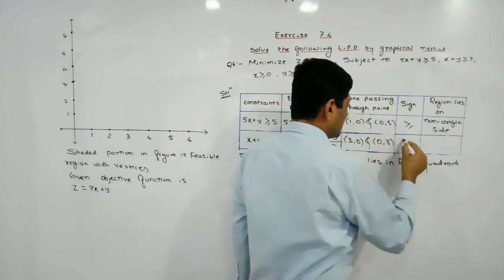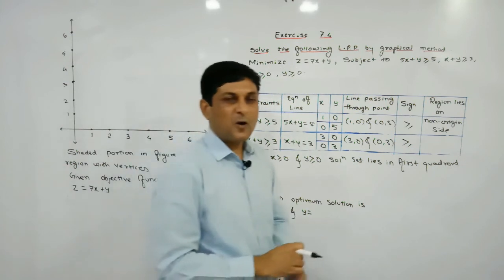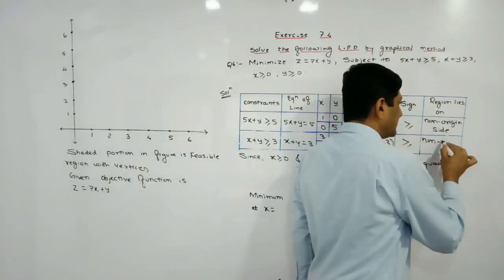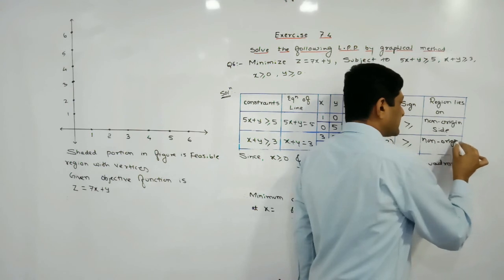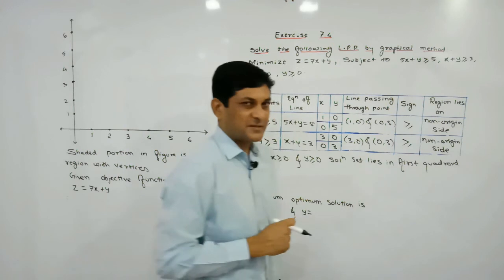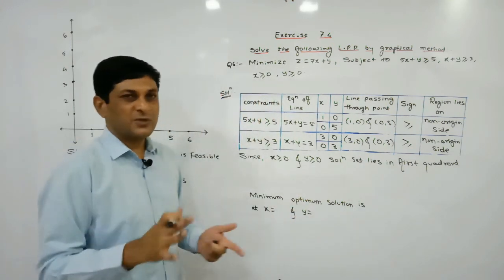In this expression also greater than or equal to appears. And we know that when greater than or equal to appears, the non-origin side region will be our required solution set for this constraint. And already we have written that when x and y are greater than or equal to 0, the solution set lies in the first quadrant.